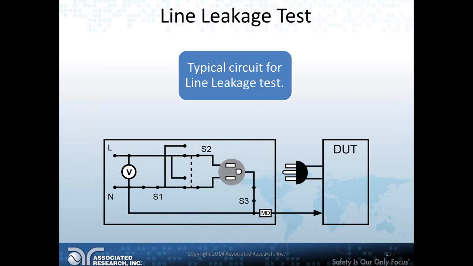Here's a typical circuit for a line leakage test. As you can see on the left, we have our line leakage tester, and on the right side, the product being tested. The product is plugged into the line leakage tester, powered up at the rated voltage, and there are some switches and relays used to simulate certain fault conditions that are possible on the line input side of the device being tested.